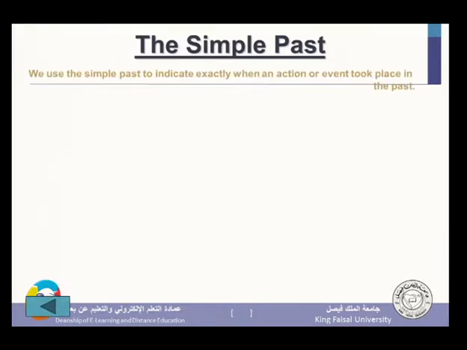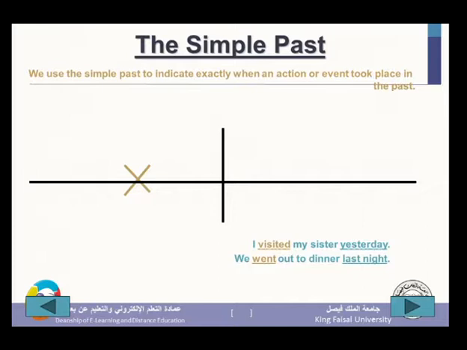Simple past. Okay. I visited my sister yesterday. We went out to dinner last night. Last time I talked about this. We have regular and irregular verbs. Sometimes we make the past only by adding ed. In other words, if we have the verb visit, we just add the suffix ed, and it becomes visited in the past form. But sometimes we have irregular verbs where we have to change the whole form of the verb, like drink, not drinked, it becomes drank in the simple past. Or speak, spoke, spoken, go, went, gone, and so on and so forth.